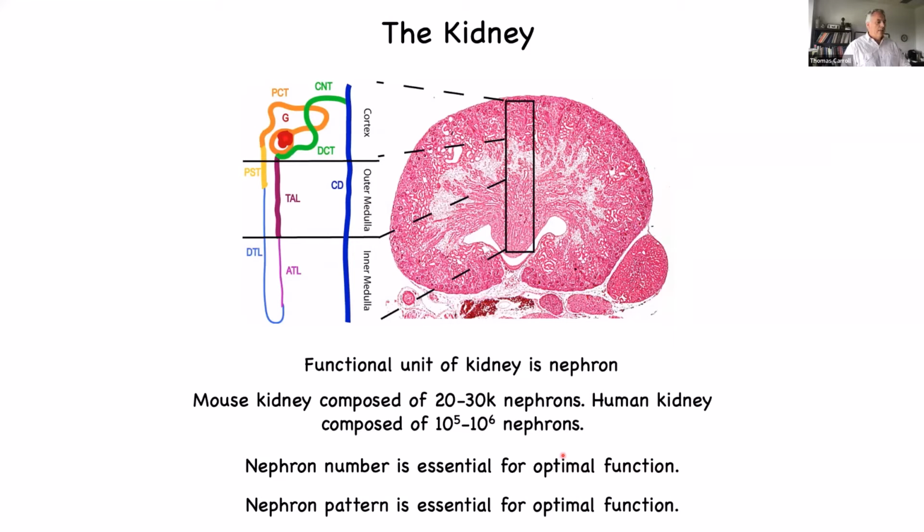Besides nephron number, we also know that nephron pattern is essential for optimal function. So if we go up here to the schematic of a nephron, the nephron is patterned into the proximal tubule, the loop of Henle, the descending and ascending limbs, the distal tubule, and the collecting duct. Many of the defects that you see in genetic diseases of the kidney are actually defects in the maturation of the different segments of the kidney.